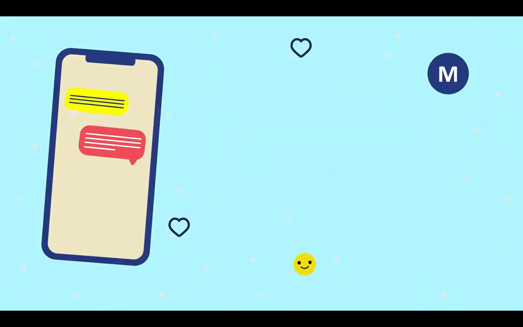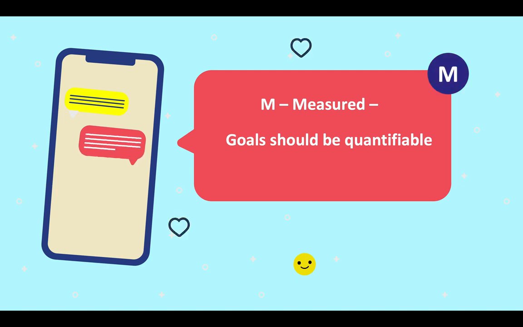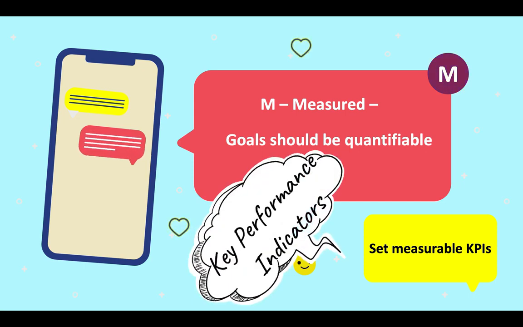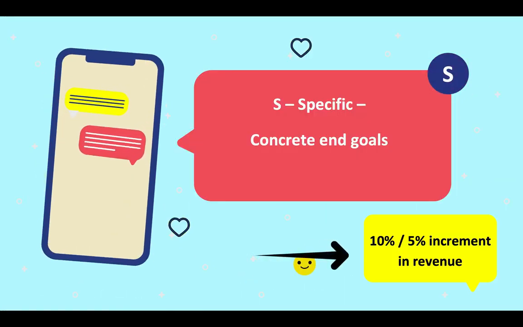Then we have M for measurable, meaning that all the efforts that you put into the campaign should have a quantifiable parameter based on which you can literally calculate and assess the success of your work. So you need to set your KPIs. KPIs mean the key performance indicators. For example, when we said earlier that we want a 10% increase in our revenues, then the increment in the revenue is basically your KPI for that goal.